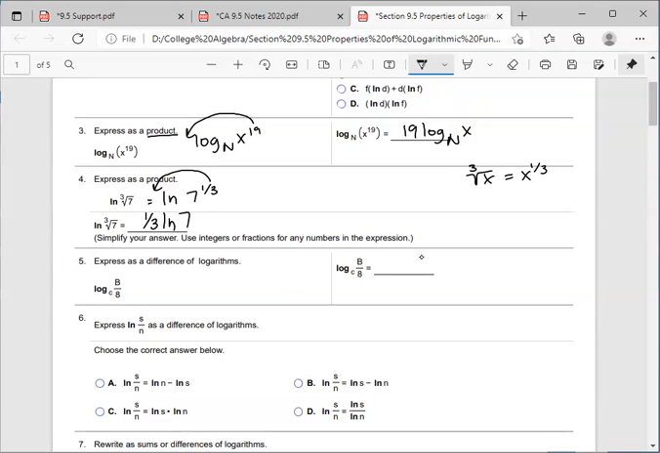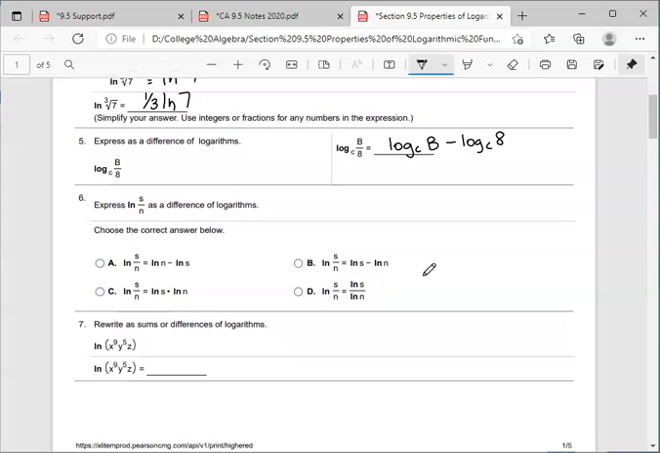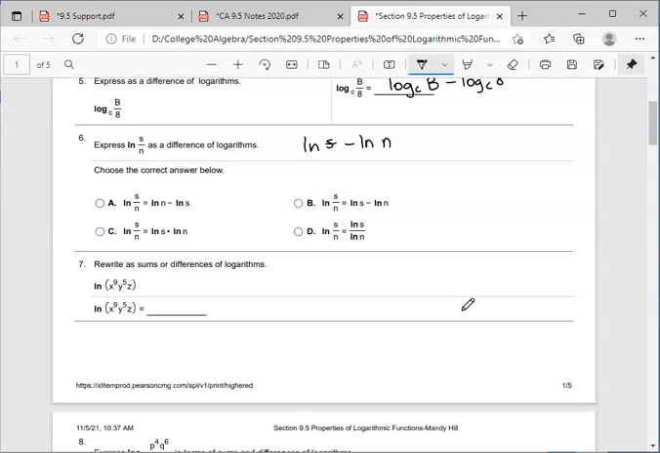This is division. Division means you're going to do what? Subtract. Log base C of big B minus the log base C of 8. And it is important that if it has the bases, you have to put those. It should be the same for both things. So we're stretching it out. We have another division. Division goes with subtraction. So we're stretching that out. The natural log of S, not 5, minus the natural log of N. Not bad, right? So far, I hope.